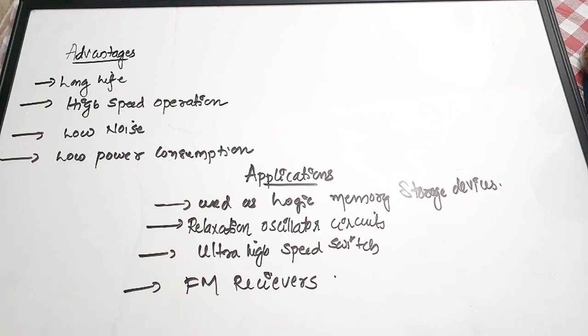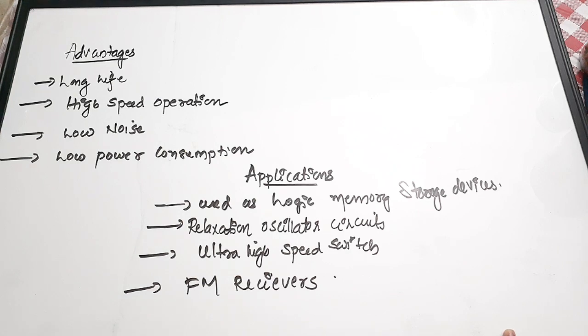In connection to these applications you can face a lot of questions. For example, they give some options and ask which of these options is used in the relaxation oscillator. If such a question comes, you should be able to figure out that it is nothing but the tunnel diode. These types of questions are also important. That's why I have included the applications also.